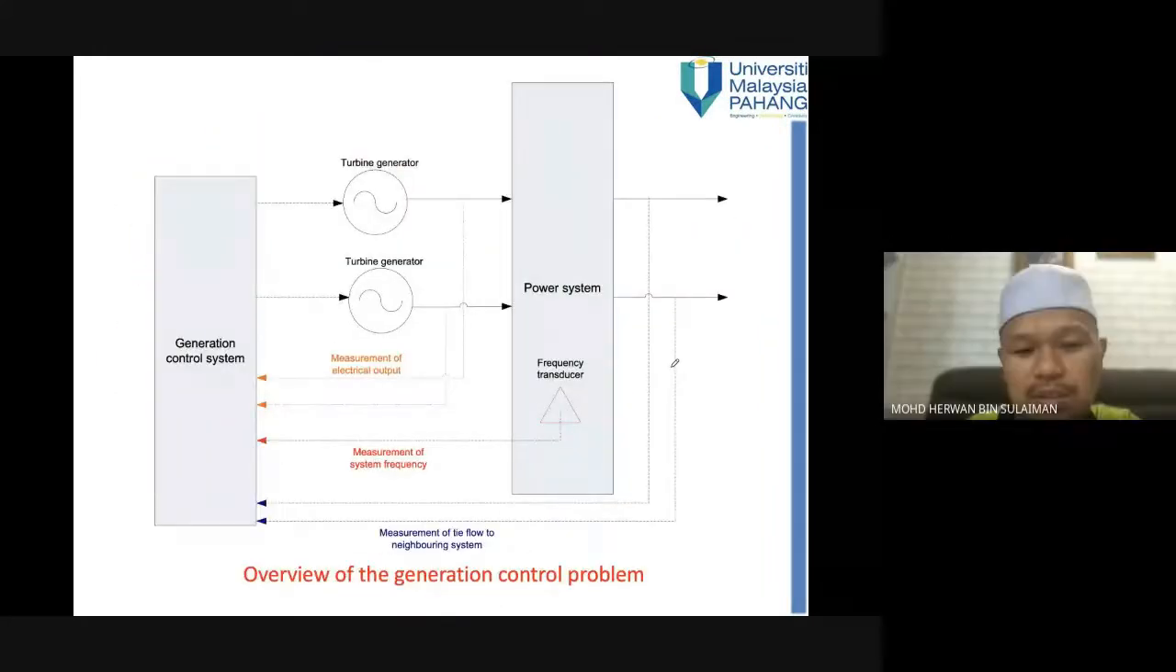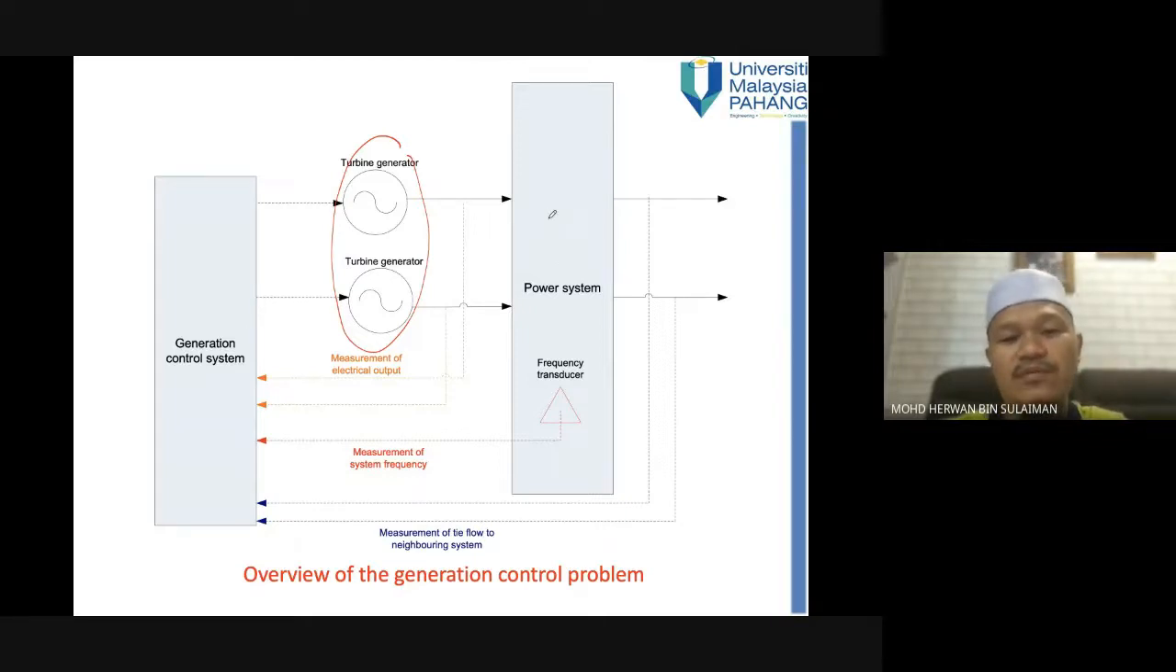Okay, this is the overview of the power generation. So you have turbine generators, and then normally in the power system, the load varies. Load ni sebenarnya varies kan. Dia bukannya static, bukannya okay kita nak 5 megawatt jadi static, dia 49 and then varies naik ke dalam. So dia varies every second.